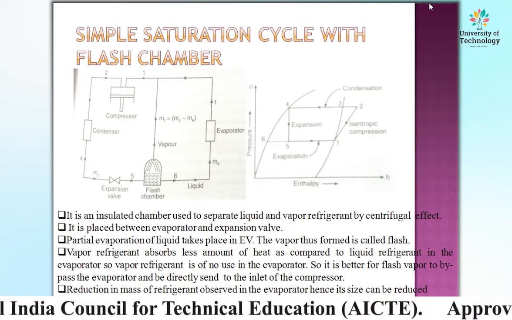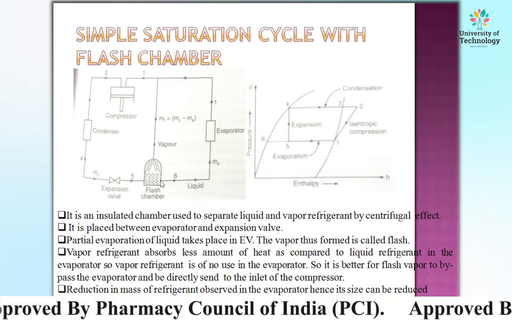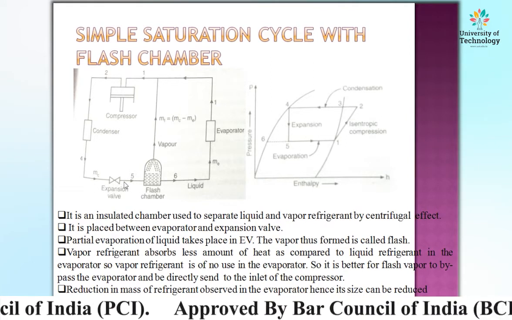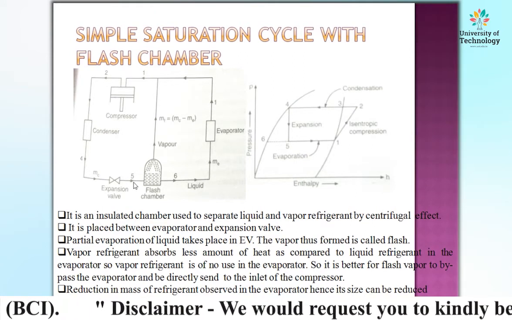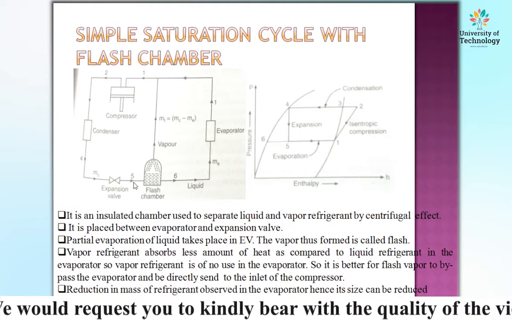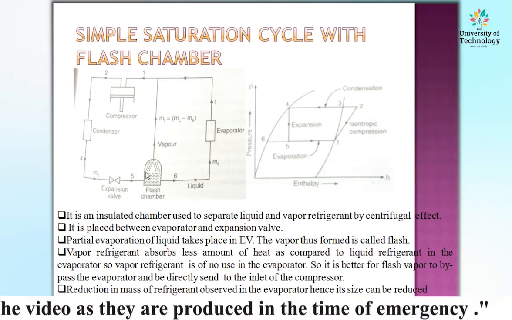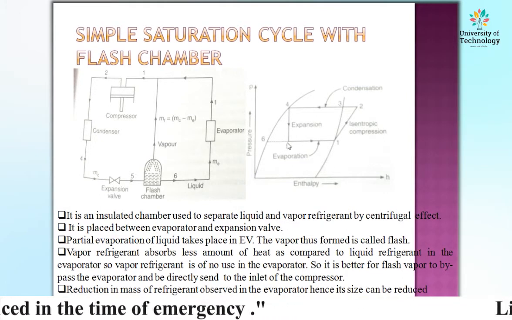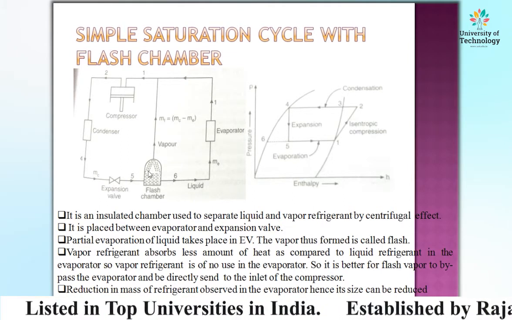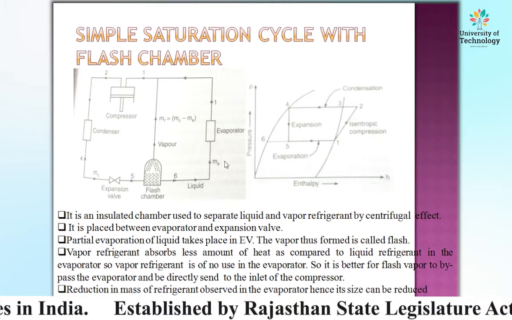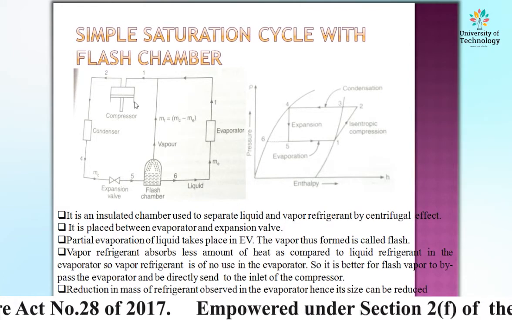Then 4 to 5. Here 4 to 5 is the expansion valve. In the expansion valve, there is expansion of liquid refrigerant. During this expansion, from 4 to 5 the pressure drops and the refrigerant is available in liquid plus vapor form. Now the refrigerant enters this flash chamber, and we separate out liquid and vapor due to the centrifugal effect. Vapor is directly supplied to the inlet of the compressor and the liquid is supplied to the evaporator.